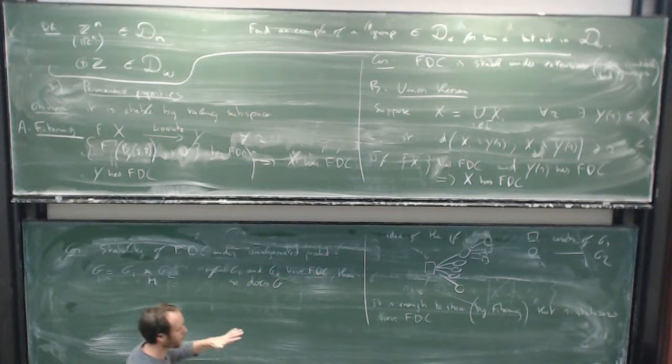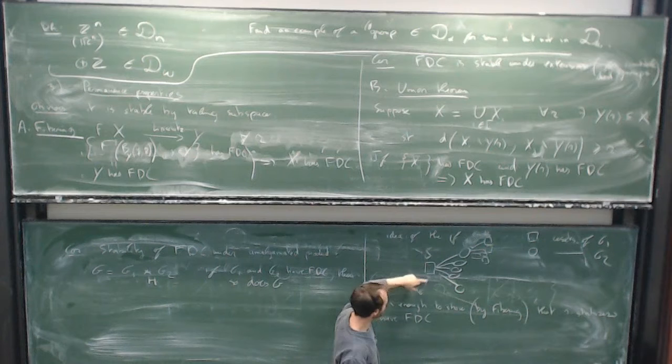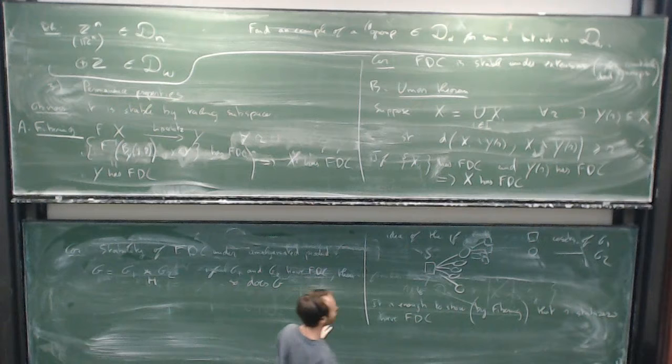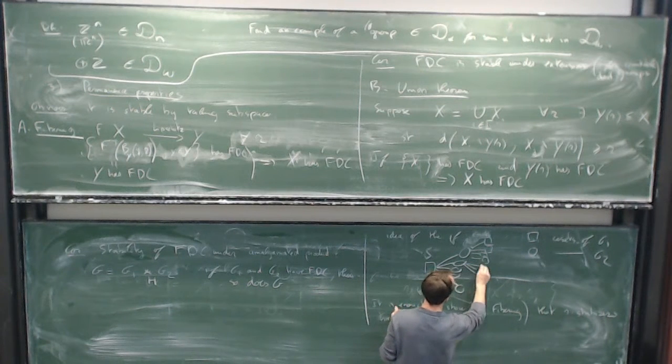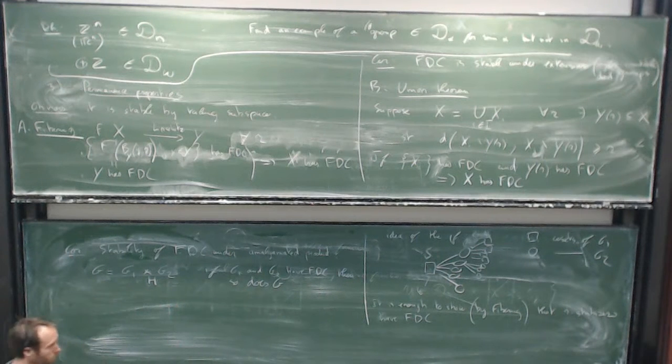So I'm going to do it orally. The R stabilizers are the elements in G which map V0 to vertices at distance at most R from V0. Let's first do it for R equals 0. If R equals 0, the stabilizer is simply the stabilizer of the vertex, and the stabilizer of the vertex is, in this case, G1. But G1, by assumption, has FTC. So we are done for R equals 0.